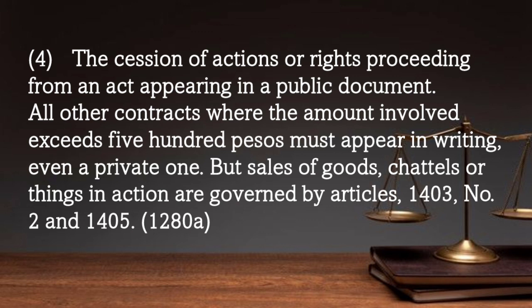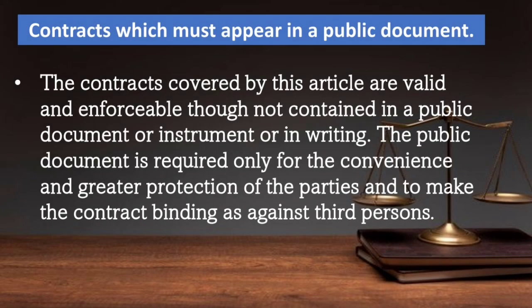But sales of goods, chattels, or things in action are governed by Article 1403 and Article 1405. So contracts covered by this article are valid and enforceable, though not contained in a public document or instrument or in writing. The public document is required only for the convenience and greater protection of the parties and to make the contract binding as against third persons.